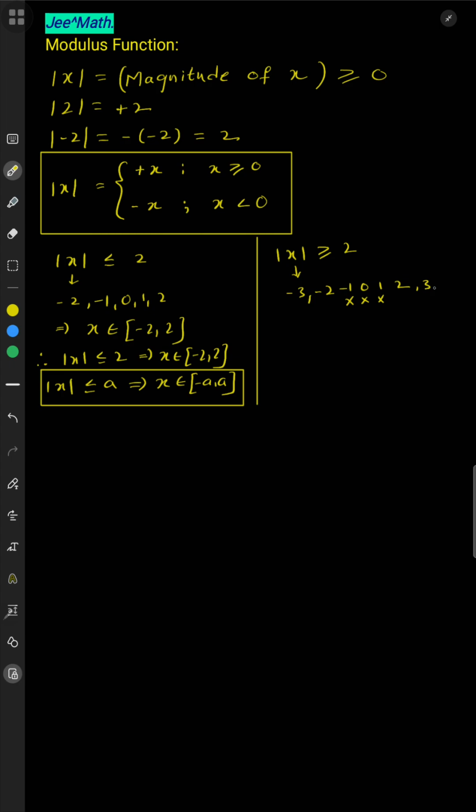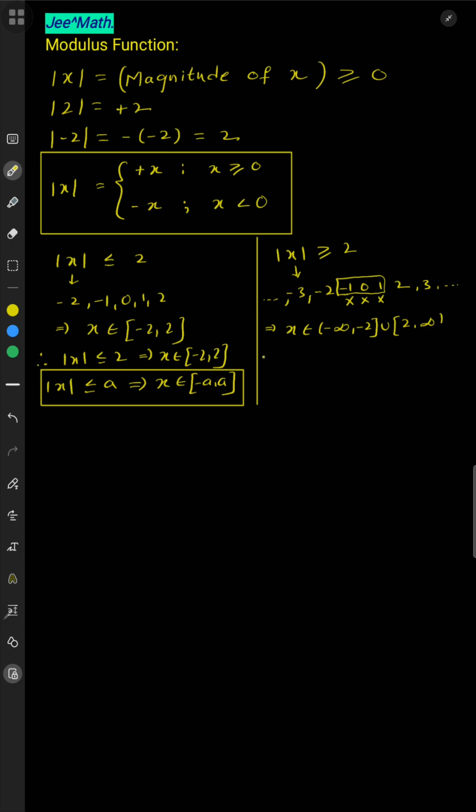3 can be taken, 4 can be taken, and so on. On this side also, minus 4 can be taken, minus 5 can be taken, and so on. So therefore, it all implies what? X belongs to minus infinity to minus 2, union 2 to infinity. So these values can't be taken. Means values from minus 2 to 2 can't be taken.